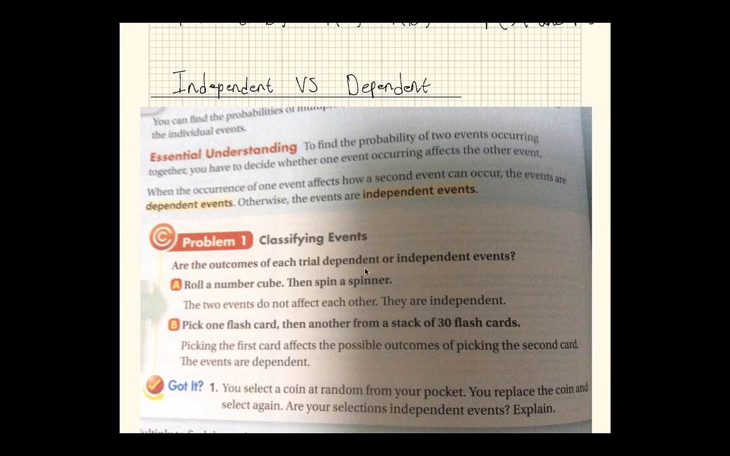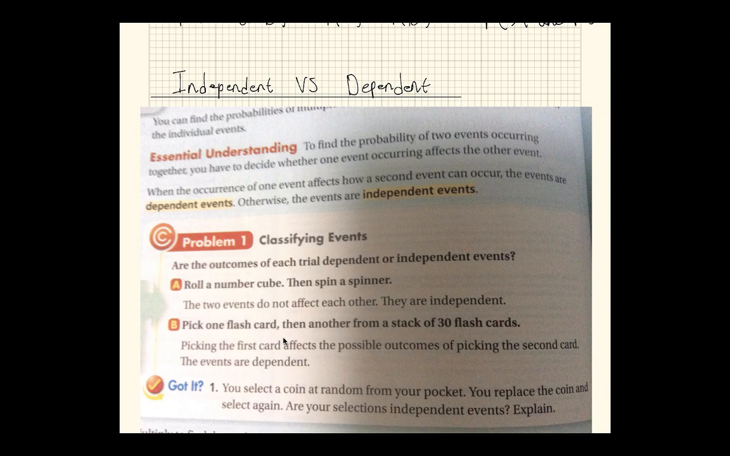So if you're rolling a number cube, then spinning a spinner, these are independent events. The outcome of the number cube, if you're confused, that's just a die, has no effect on the spin of a spinner. However, in the second example, pick one flashcard, then another from a stack of 30 flashcards, this would be an example of dependent events, okay?